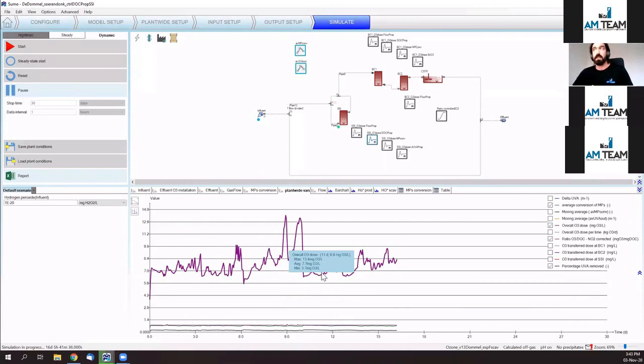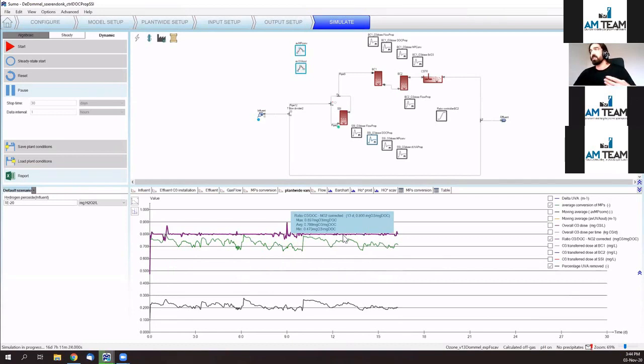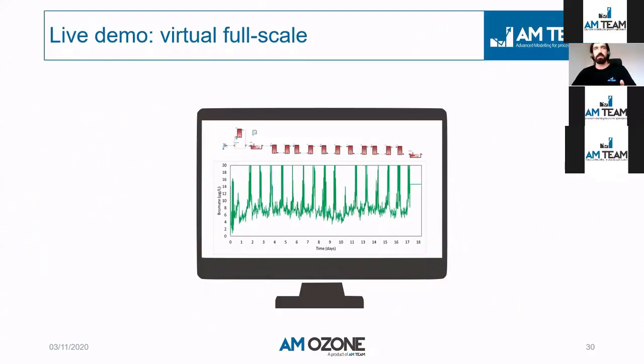Nonetheless, you can monitor crucial variables that will be very important to size your real installation. Based on this prediction, you can really know which generator you will need and the size of your installation, to make sure you won't have residual ozone in the effluent, but also you won't have oversized your installation and your capex as well. So you can look at the ozone dose, the ratio ozone to DOC, the average micropollutants removal, and so on and so on. So now we go back to Wim's presentation, and we'll see shortly the last part of the demo.